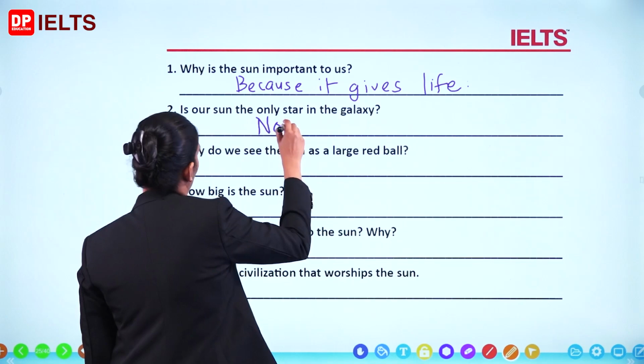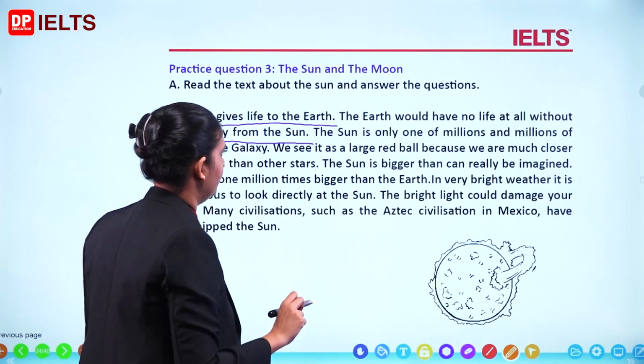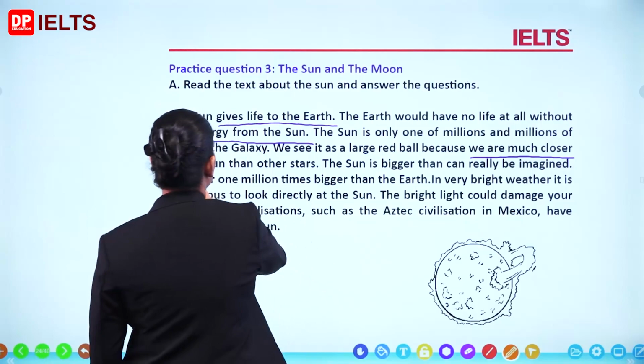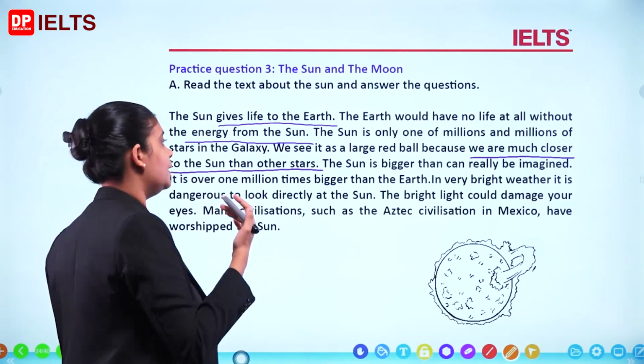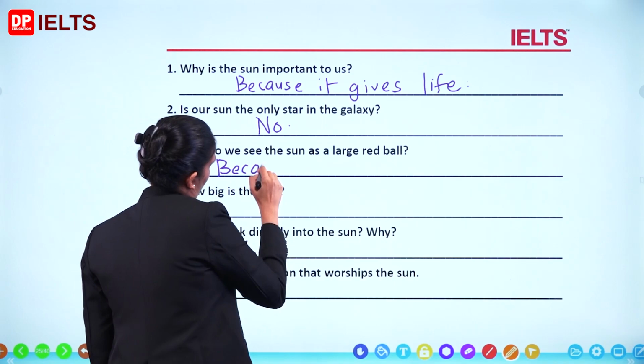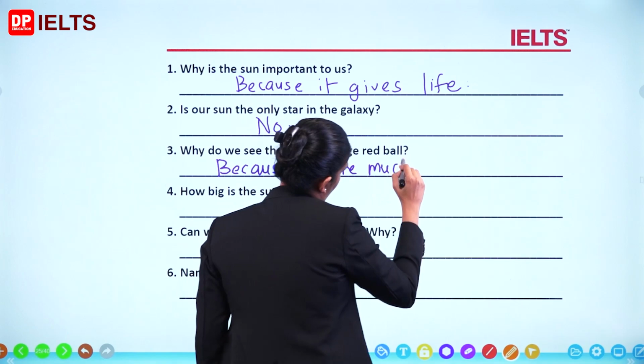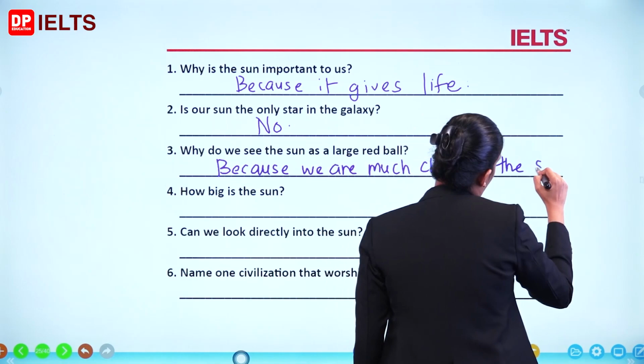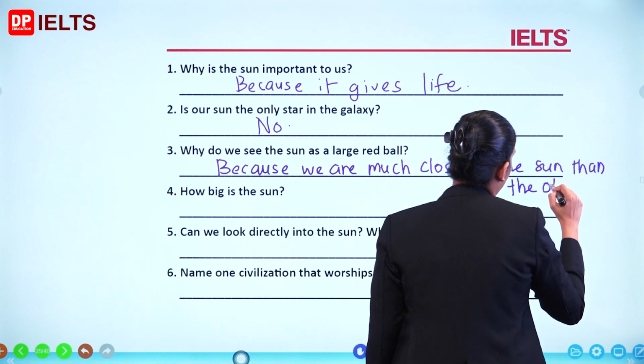Why do we see the sun as a large red ball? We see it as a large red ball because we are much closer to the sun than the other stars. Because we are much closer to the sun than the other stars.